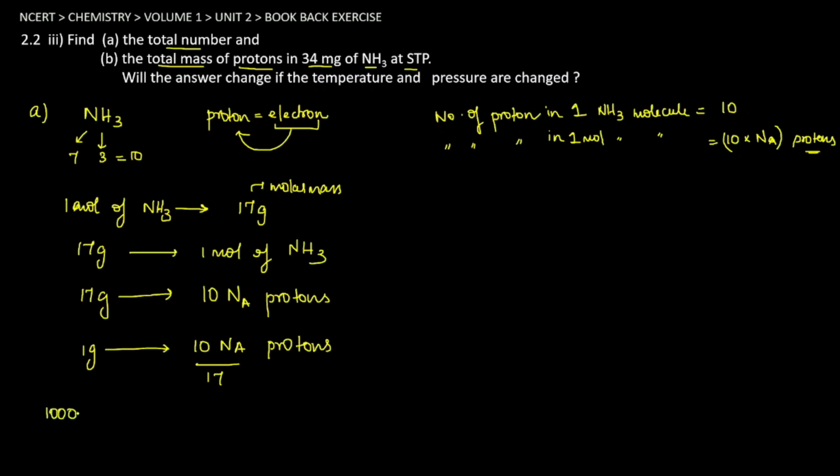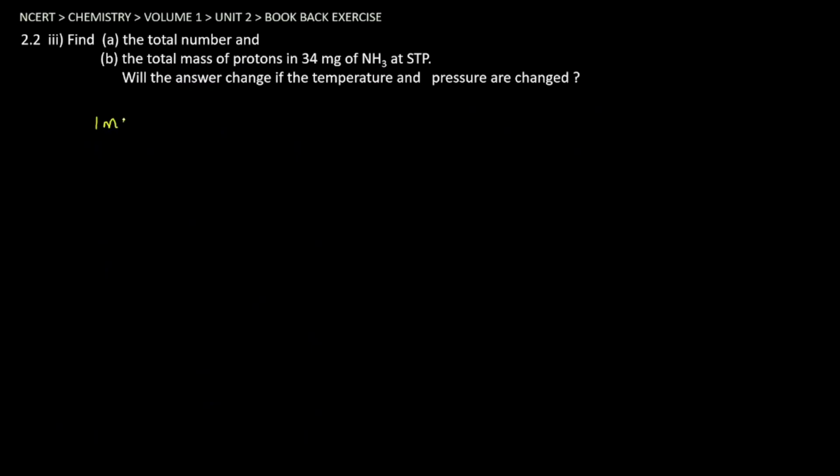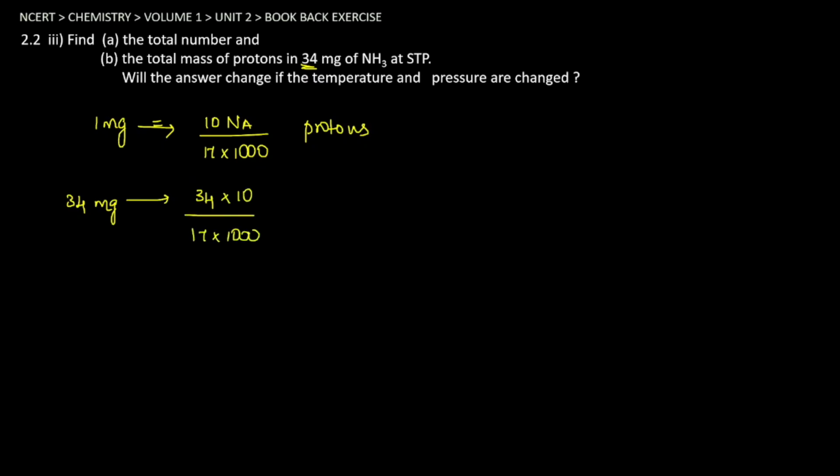We have already seen that 1 gram is nothing but 1000 milligrams. So 1000 milligrams will correspond to the same 10 into Na divided by 17 protons. Taking this 1000 to the right hand side denominator, 1 milligram will correspond to 10 into Na divided by 1000 into 17 protons. In the question they have asked to calculate for 34 milligrams of ammonia. So 34 milligrams of ammonia will correspond to 34 into 10 into Avogadro number divided by 17 into 1000 protons. Avogadro number is nothing but 6.023 into 10 power 23.